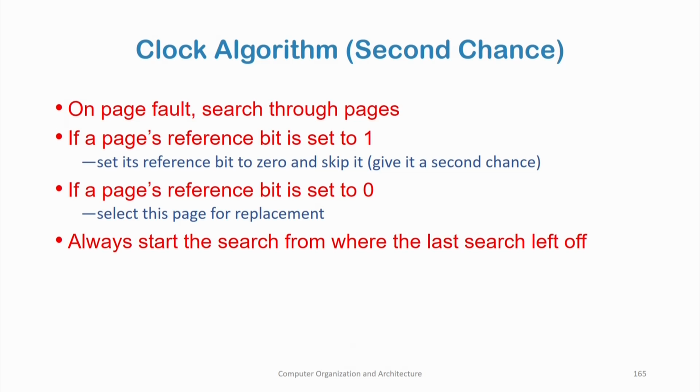Then we come to the clock replacement algorithm. Now, we come to the clock algorithm or the second chance page replacement algorithm. This is another approximation of the LRU technique. So, here what happens on a page fault, I search through pages. If the page's reference bit is 1, that means it was referenced in the current epoch, I set its reference bit to 0 and skip it. So, if the reference bit is 1, I do not replace this page.